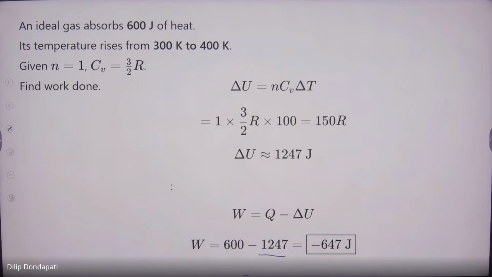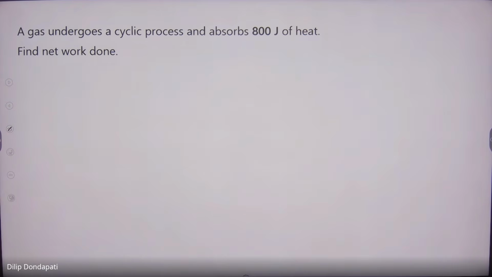Okay, understood? Next. A gas undergoes a cyclic process and absorbs this much heat. Find the net work done. 800. Yes. Understood, right?